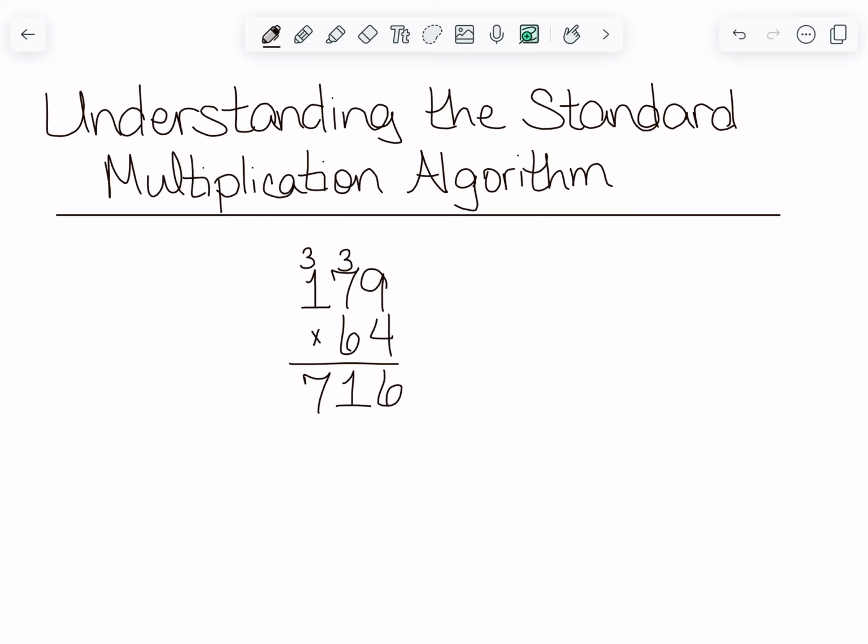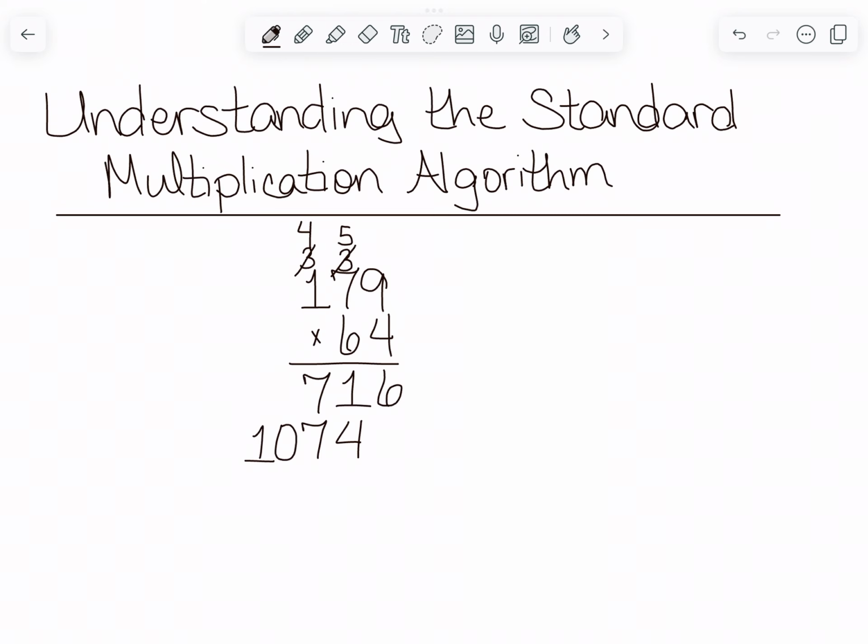6 times 9 is going to be 54. We write down our 4, and we're going to regroup those 5 tens into that tens place. Next, we have the 6 times 7. That's going to give us 42, plus those extra 5 tens is going to be 47. We write down our 7 tens and we regroup the 4 into 4 hundreds. 6 times 1 hundred will be 6, plus the 4 gives me 10.